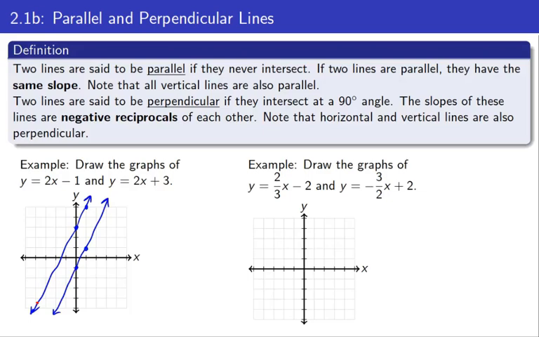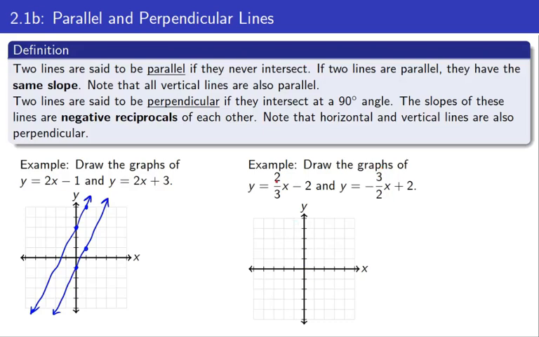Next example. For this one, this is what I'm talking about with negative reciprocal. Notice that 2/3 is the slope of the first line, but for the second line we've got the negative of this slope and we've also taken the reciprocal. So instead of positive 2/3, we get negative 3/2. So this slope is the negative reciprocal slope. With that said, we will expect these lines to look perpendicular.